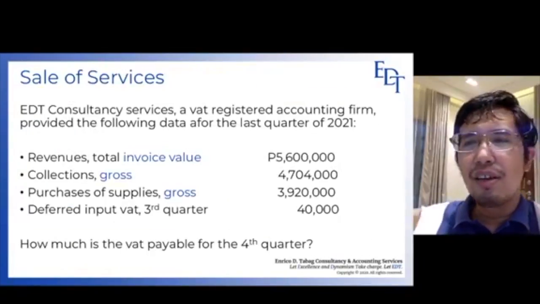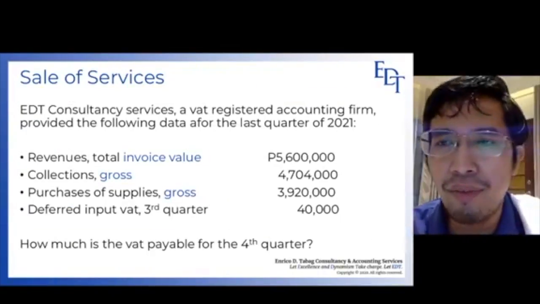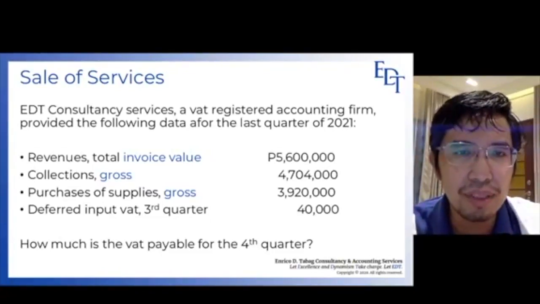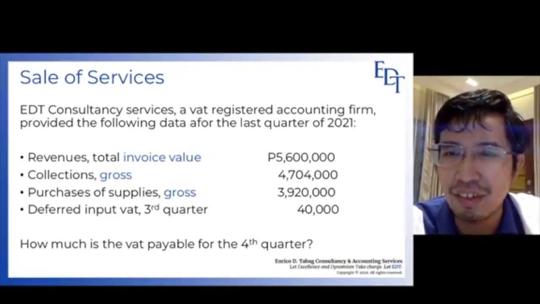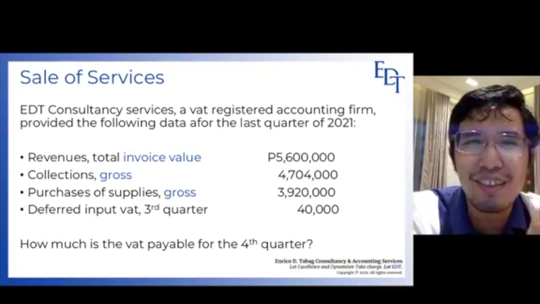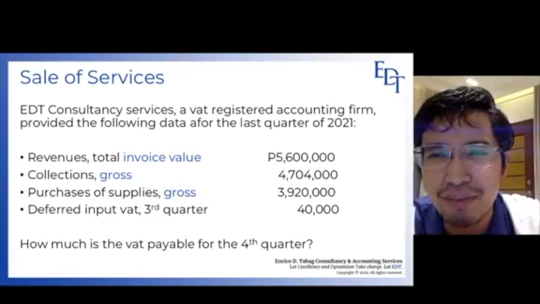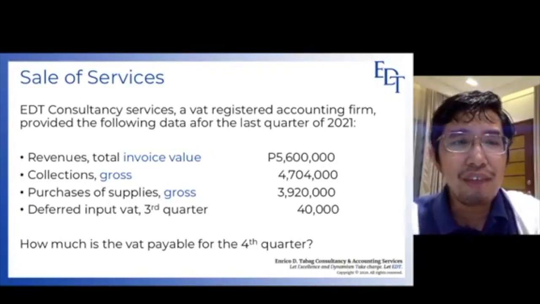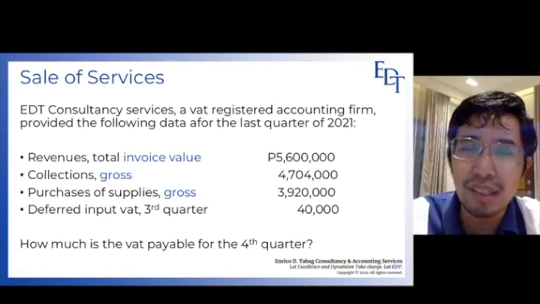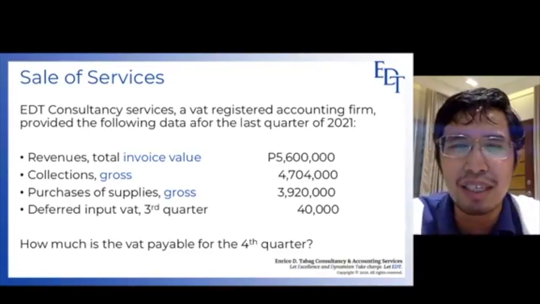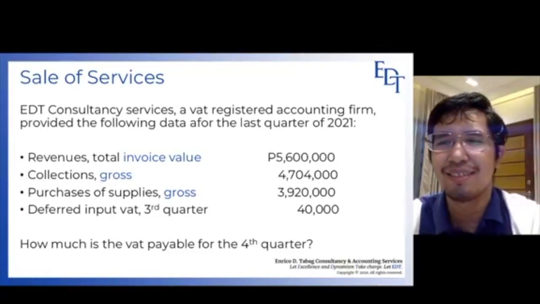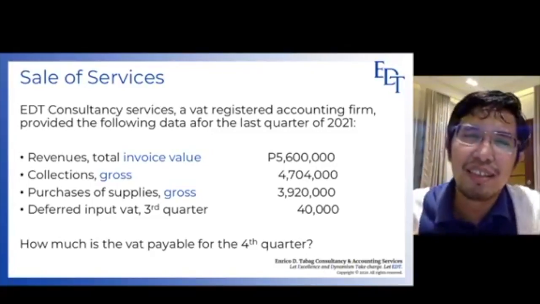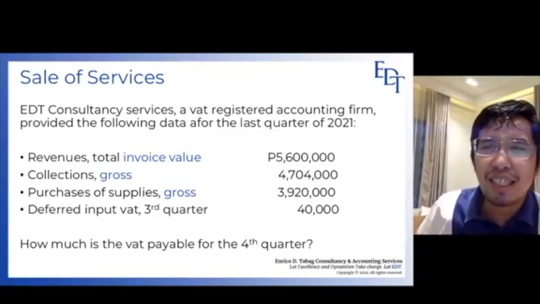Okay. So, let's try to compute the VAT on sale of service. So, EDT Consultancy Services, yan ulit, VAT registered ulit. Kanina, seller of goods. This time around, seller of service. Professional fees. So, the revenues amounted to 5.6. Alam mo naman siguro ibig sabihin ng revenue na earned na yan. Siyempre, mga accountants tayo, di ba? Earned na yan. We already rendered the services.